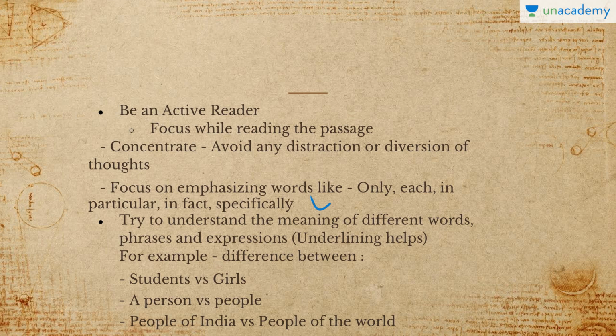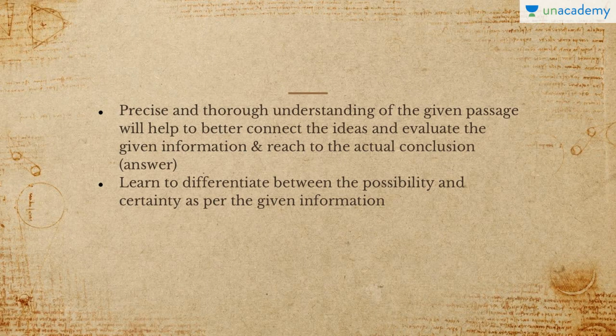There is a difference between students and girls. For example, if they say there were 35 girls in the class, they are not saying there are 35 students in the class, because students include boys also, right? So you have to read carefully in between the lines. A person versus people is different, and people of India versus people of the world is different. You have to read between the lines very carefully.